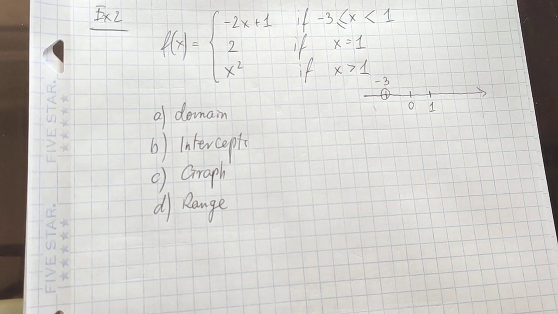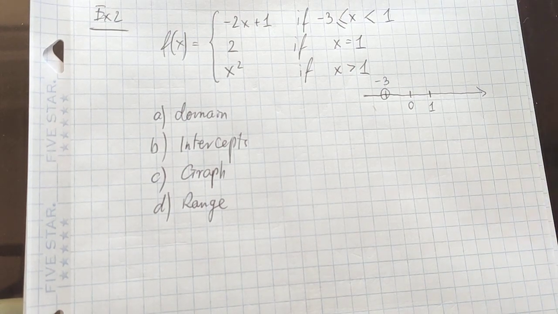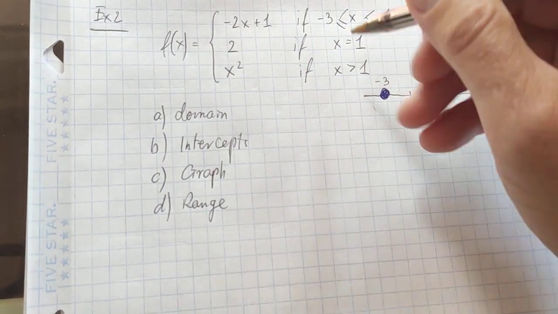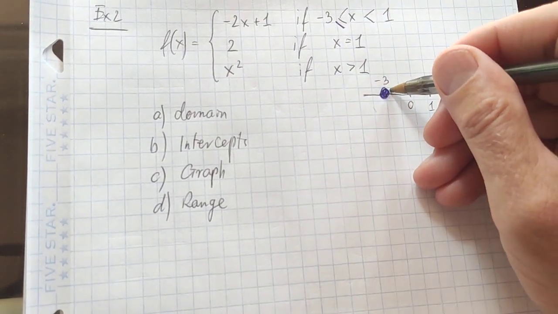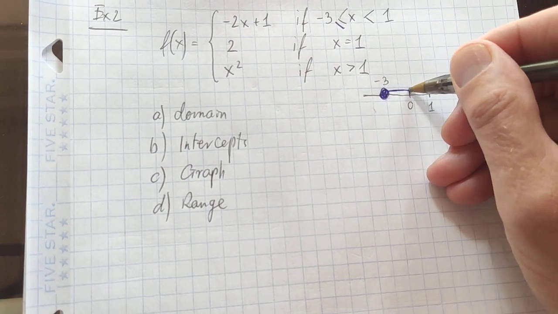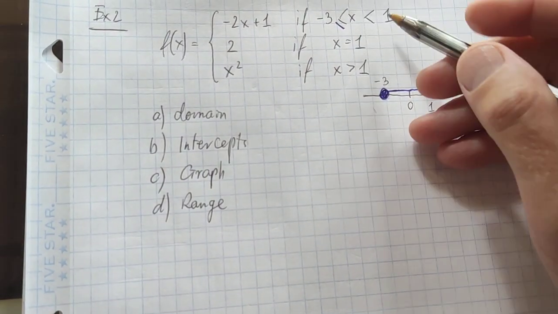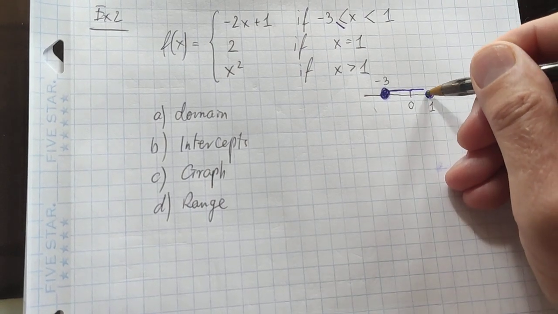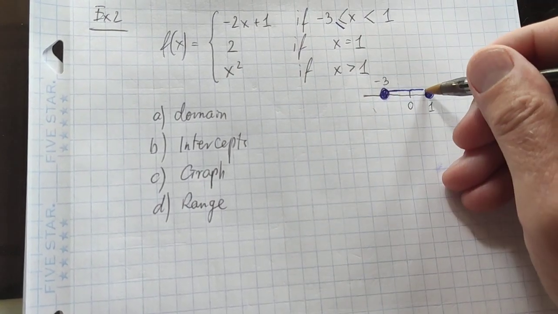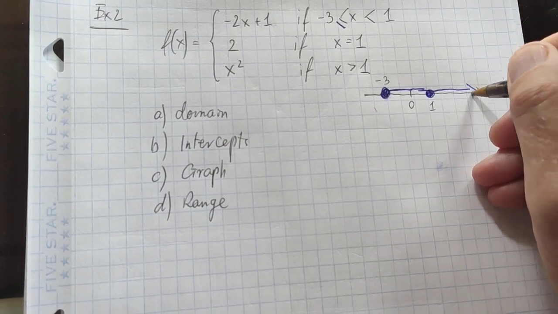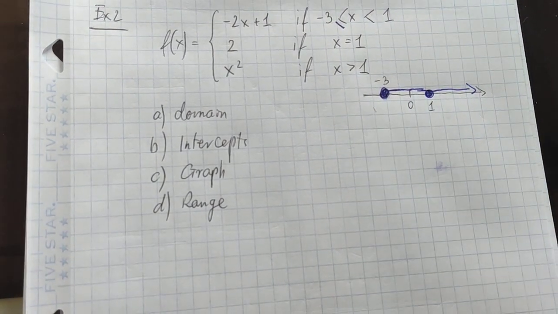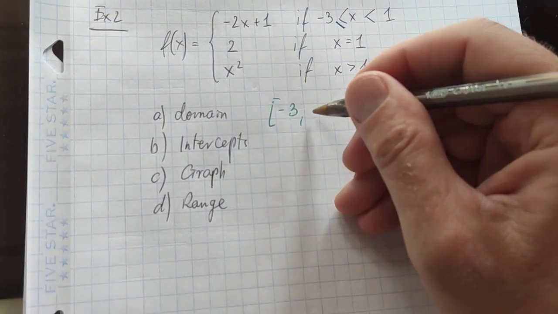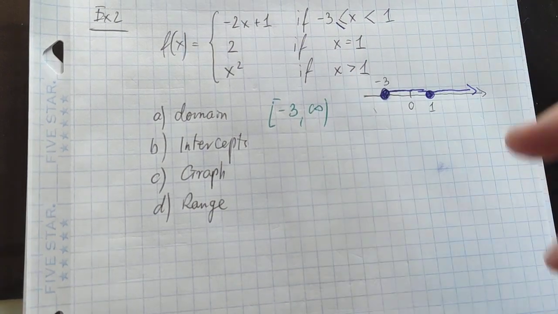So you see that the function starts at negative 3, and it's defined for negative 3, because I have that equal sign here. And then it goes towards 0, it goes through 1, so here I have an open circle for this, but then it's covered by that second function, so it just keeps going to the right. So from negative 3 all the way to infinity. Okay, so that's the domain.